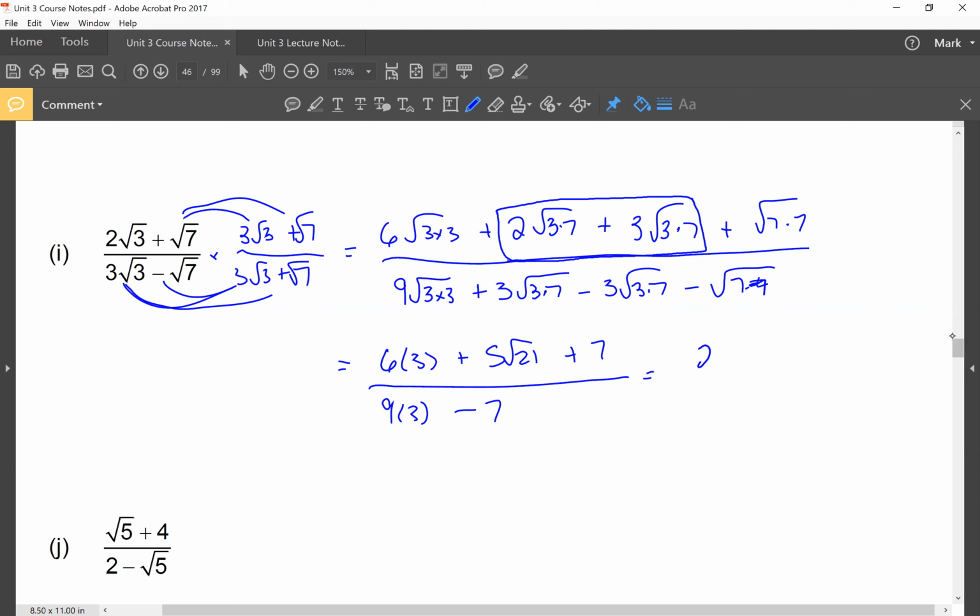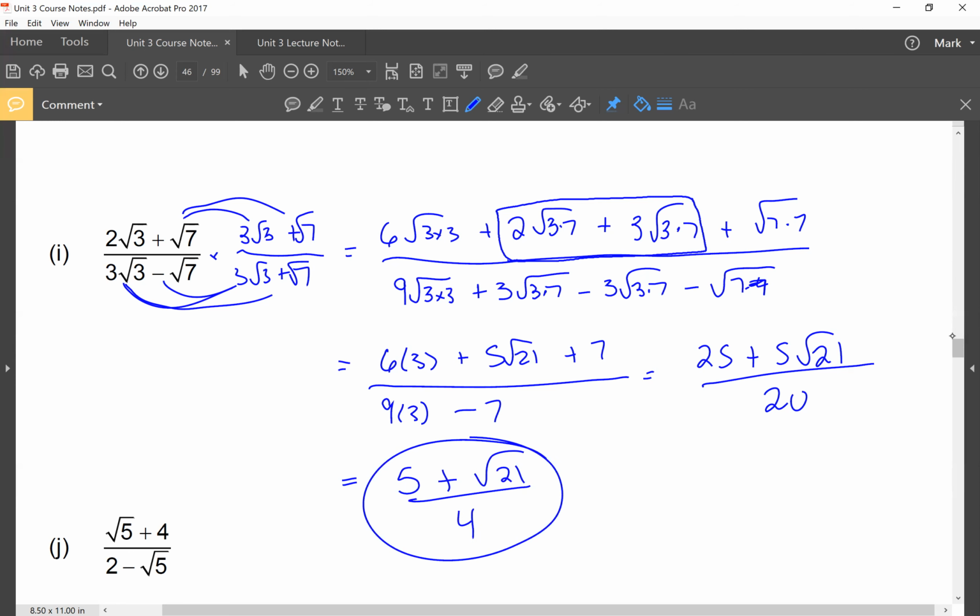I'll get 25 plus 5 root 21 over 9 times 3 minus 7, which is 20. Okay, I could reduce this actually. So I could do one step further. I could divide everything by 5 for the final reduction. And there we go. That was a hard one. Woo! That was a challenging one.